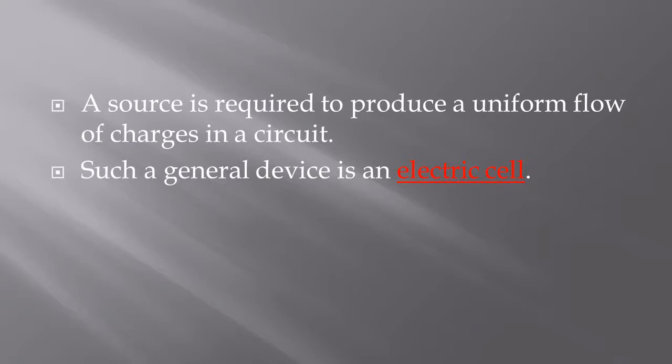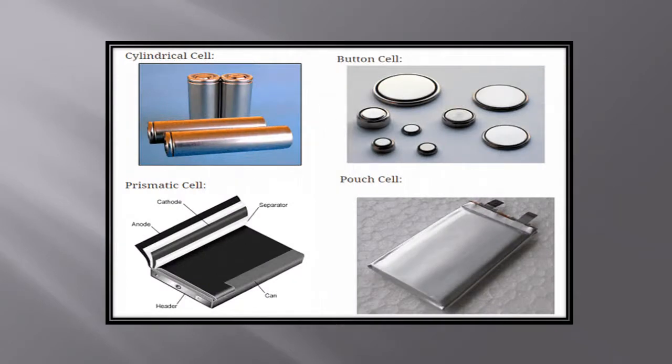Now what is an electric cell? A source which is required to produce a uniform flow of charges in a circuit is called an electric cell. Various types of electric cells are available today. Now students, you can see in the picture there are different types of cell structure, like cylindrical cell, button cell, prismatic cell and pouch cell.